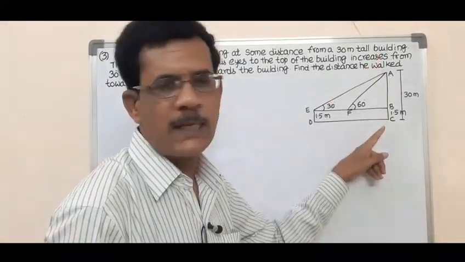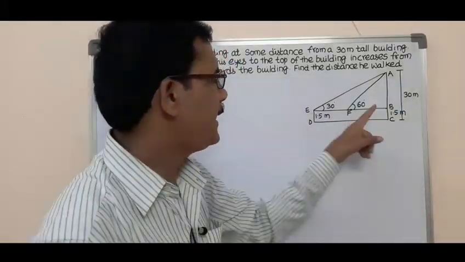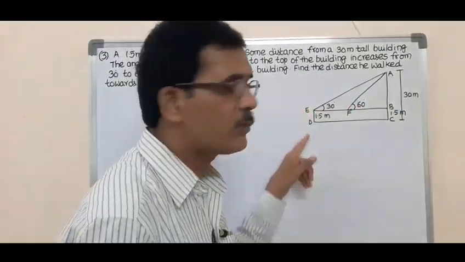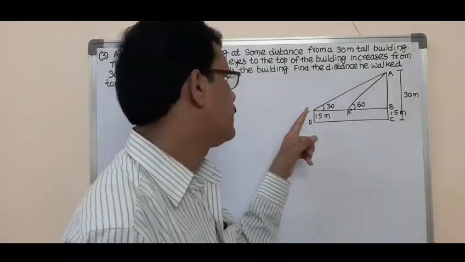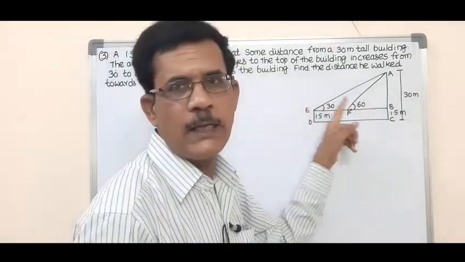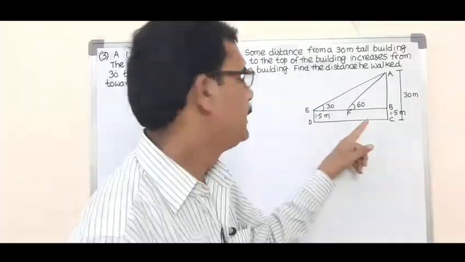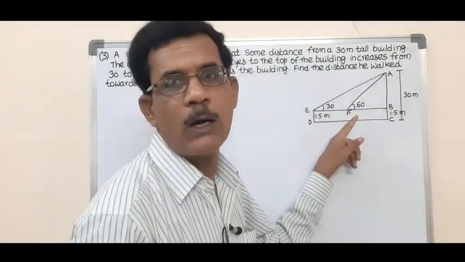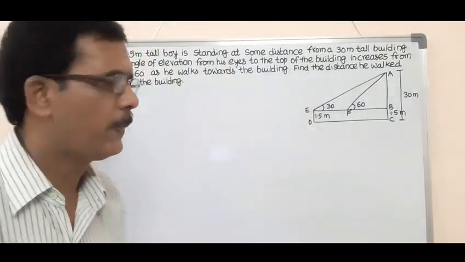Here AC is the height of the building. It is given 30 meters. ED, that is equal to BC, is the height of the boy. Boy's height is given, that is 1.5 meters. Angle of elevation changed from 30 to 60 degrees when he walked from E to F point. Now we have to find the distance walked by the boy, means EF length we have to find.